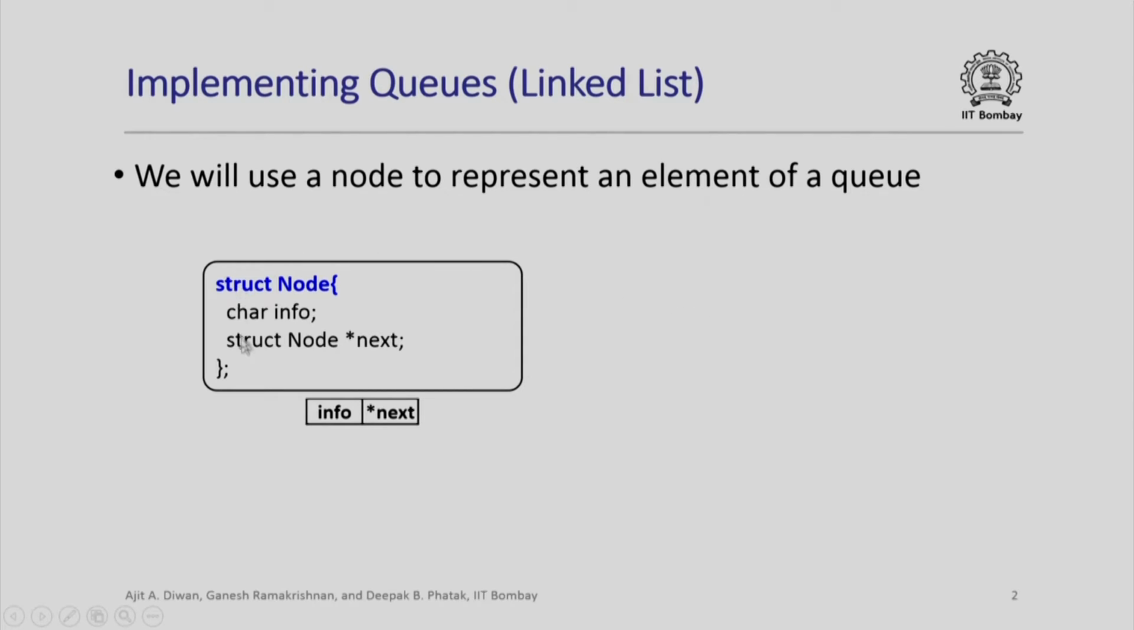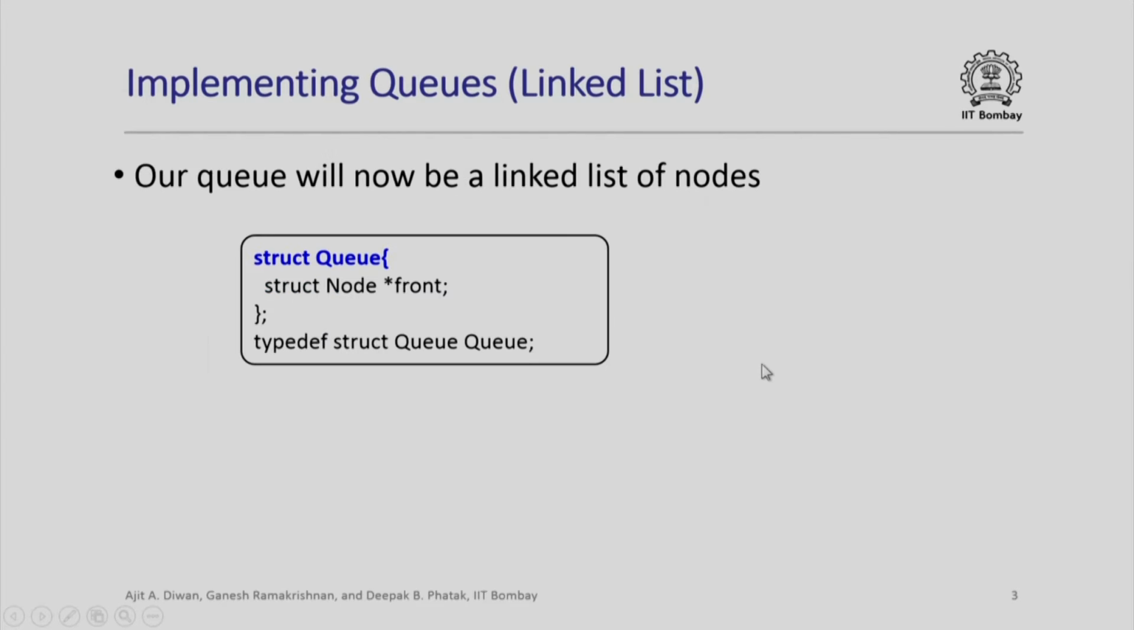We will use a node to represent an element of the queue. So, the structure of the node is very simple. It will contain information and it will contain a pointer to some other node. We shall see how the pointers are used. Our queue itself will be a linked list of nodes, very similar to what we did in implementing stacks using linked lists. There is no fundamental difference in these two operations.